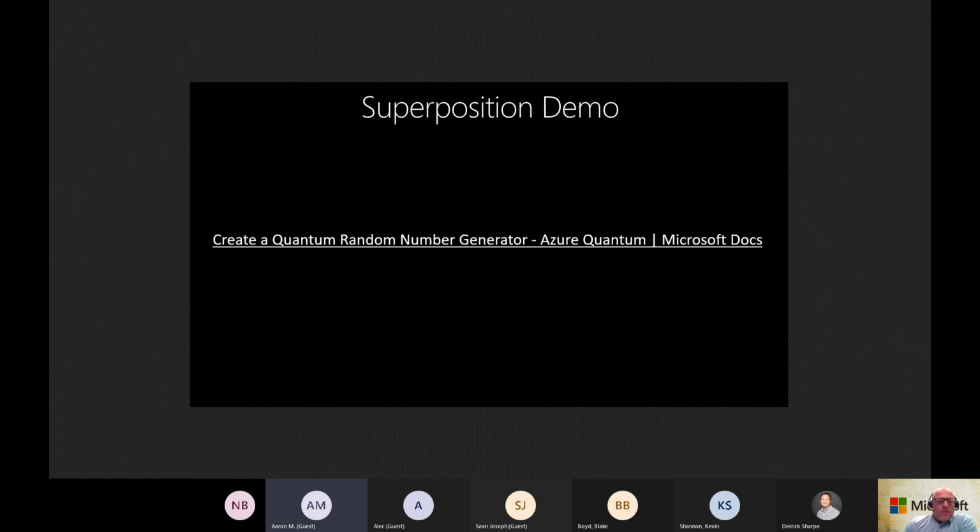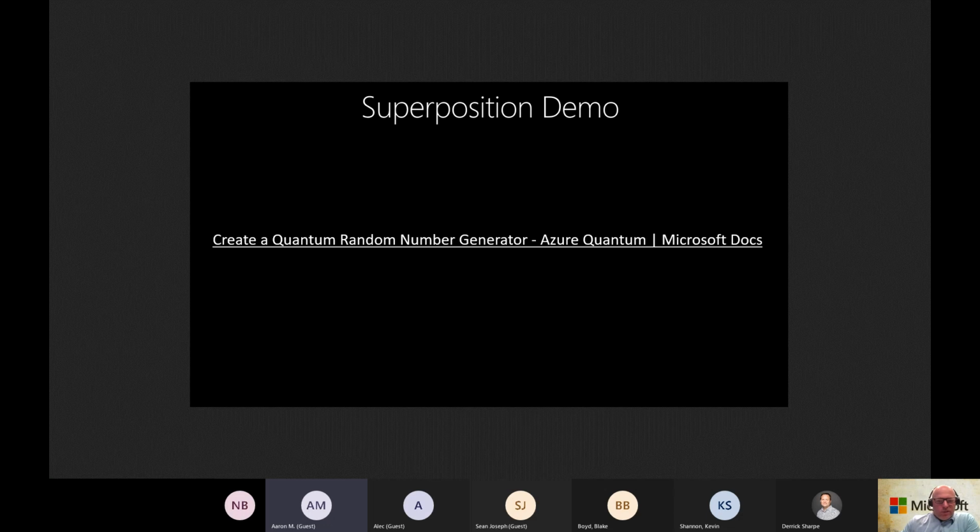But now I want to jump into some of this stuff we've been talking about, right? Let's make this real, okay? So for those of you that don't know, Microsoft has a programming language designed specifically around quantum computing, and it's called Q Sharp.